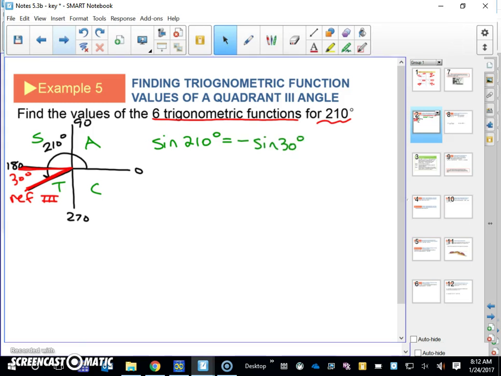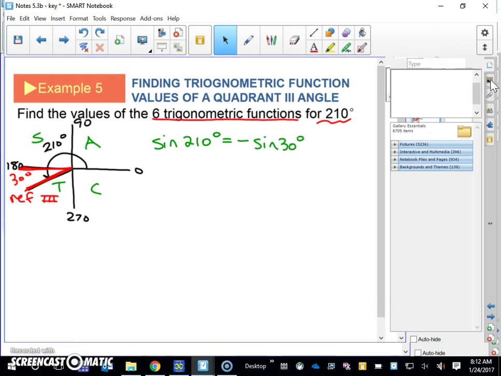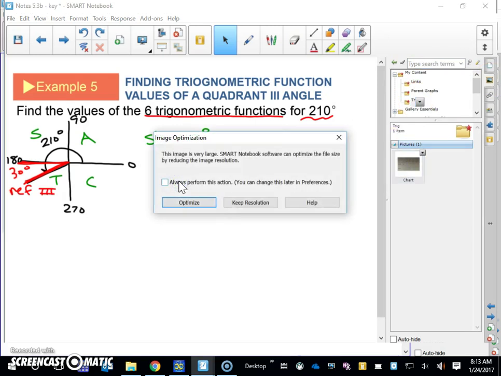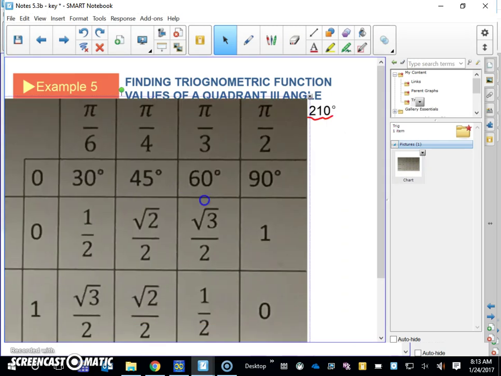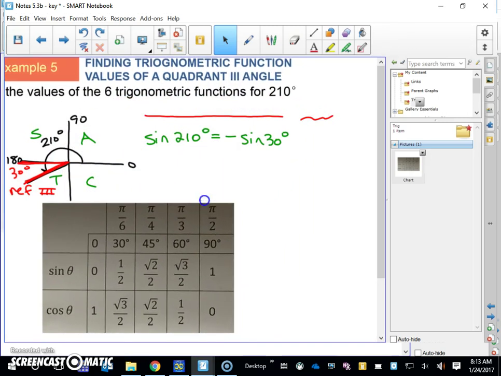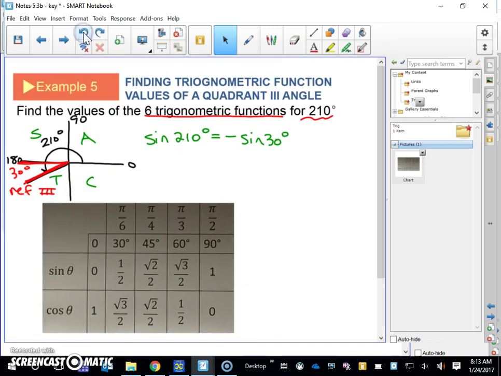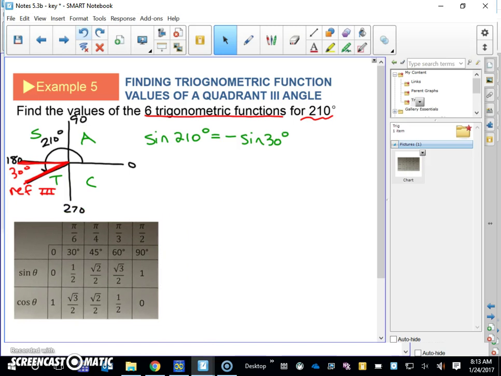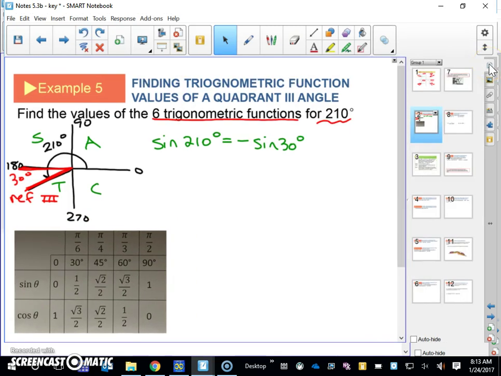And so you can use the chart. I tried to make a chart here. Okay, so here's the chart, and you can see it on the wall. If I'm looking at sine 30, I know sine 30 is 1/2, so sine 210 is going to be negative 1/2.